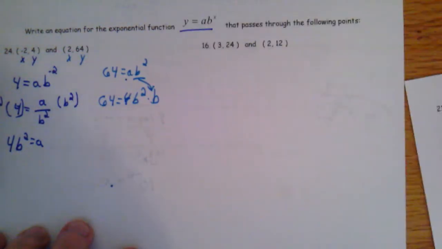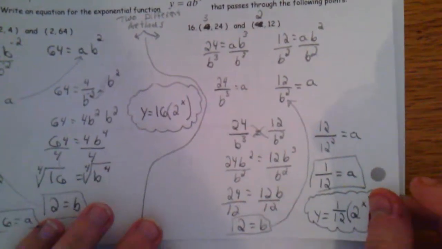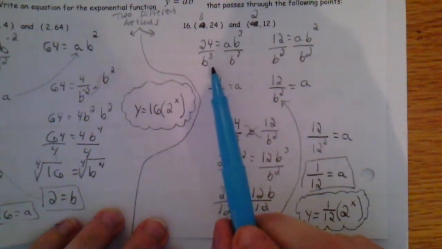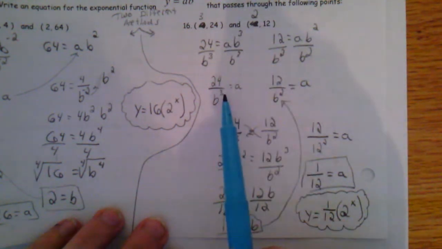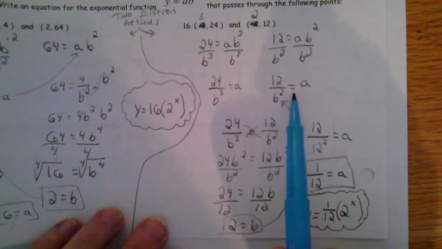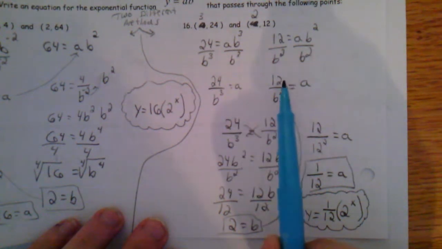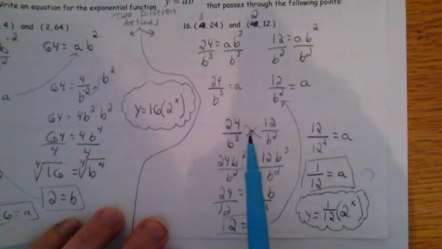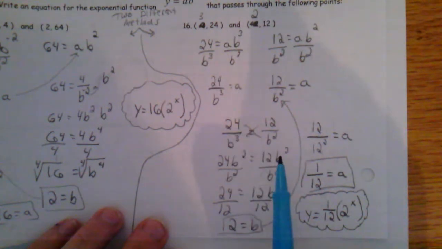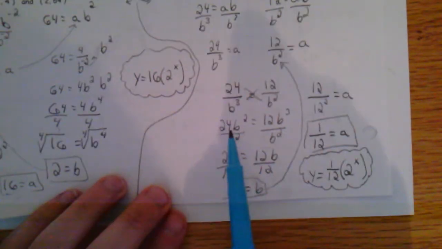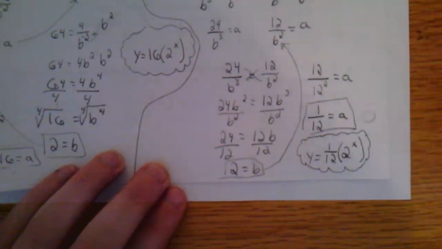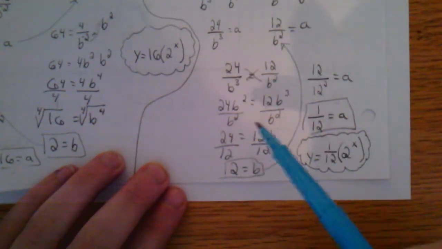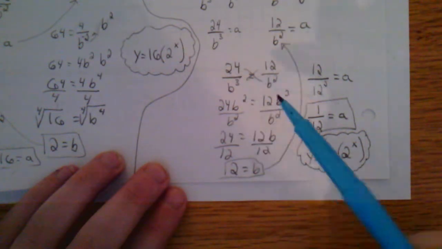If you don't like the substitution method, for the second problem, I did do it the other way, where I set up both equations. Here's equation 1, here's equation 2. I solved equation 1 for a, solved equation 2 for a. Once they are both equal to a, I go ahead and set them equal to each other. I cross multiply, that gives me 24b squared equals 12b to the 3rd.